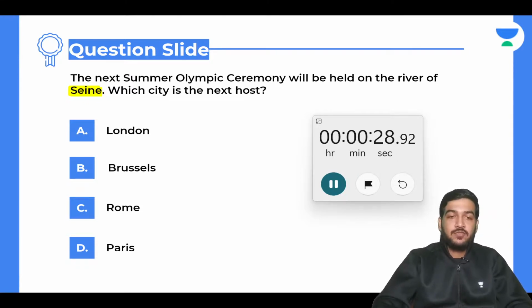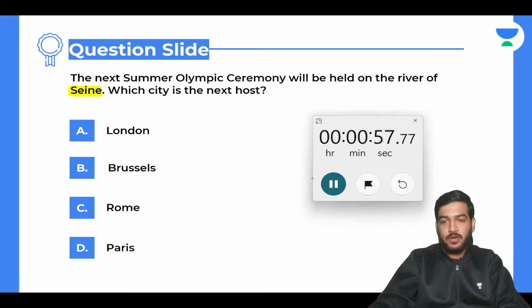If you hear the word Seine, river Seine, the plan for the opening ceremony of the next Summer Olympics was revealed 2 days ago by the host city. Who is going to host the next Summer Olympics? Is it A. London, B. Brussels, C. Rome, D. Paris? Let's reduce the time now. I'll stop the clock now at 1 minute only.